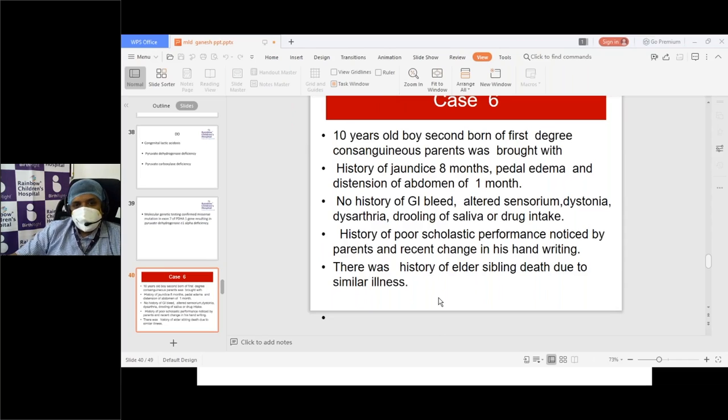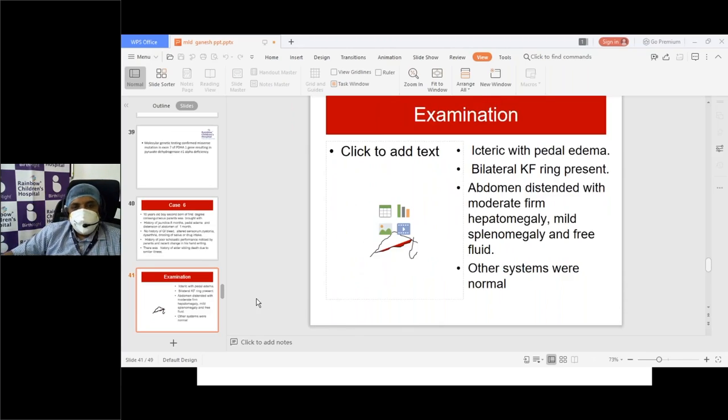due to a similar illness. So far we have seen infants and small children with liver disease. This is a bigger boy who was brought with the recent onset of jaundice. Family history of sibling death is there. Recently noted a deterioration in the school performance. Okay, so the diagnostic possibility is probably Wilson disease.